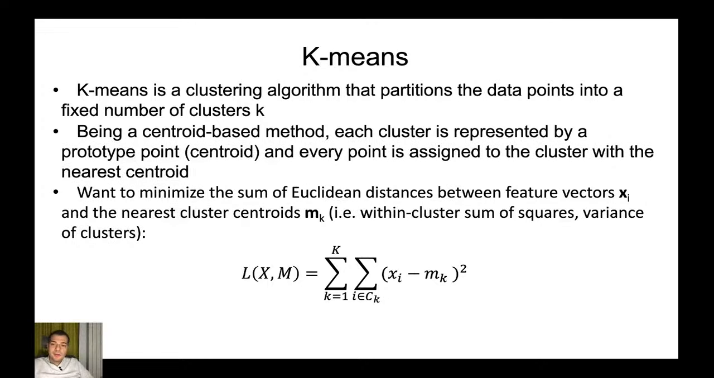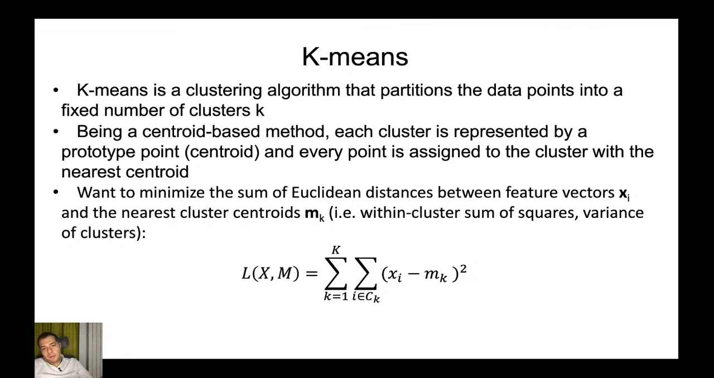So in this approach, we want to minimize the sum of the Euclidean distances between data points xi and the nearest cluster centroids mk. So this is the within cluster sum of squares, also known as the variance of clusters. So this is the objective that we want to minimize.